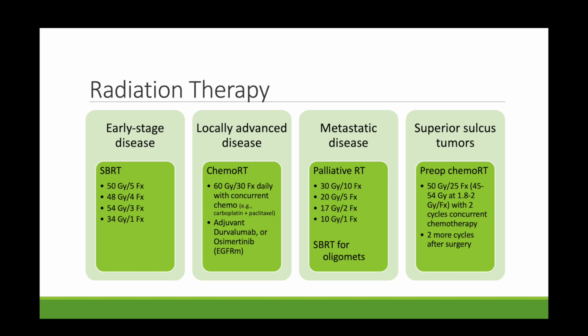For locally advanced disease, if they're not getting surgery, then we treat them with chemoradiotherapy. So 60 gray in 30 fractions given daily with concurrent chemotherapy, something like carboplatin and paclitaxel, and then we'll follow that up with some type of maintenance therapy. Most commonly, it's adjuvant durvalumab for a year. But if they have the appropriate EGFR mutation, we can treat them with adjuvant osimertinib. So that's locally advanced disease.